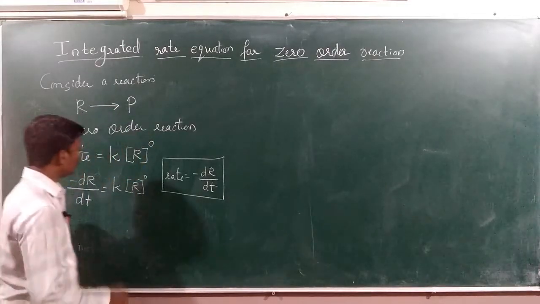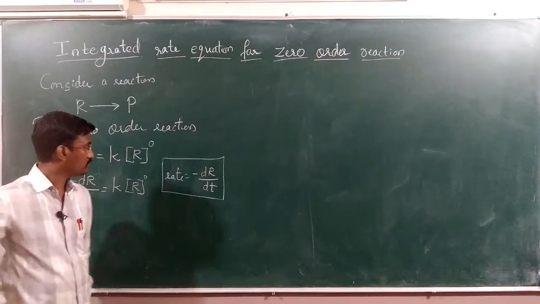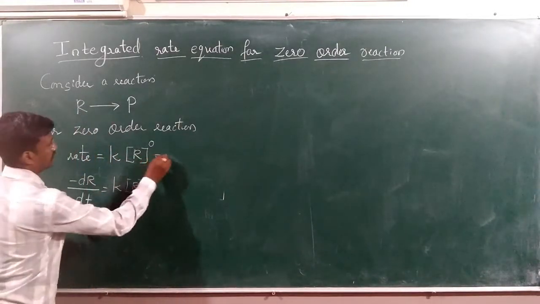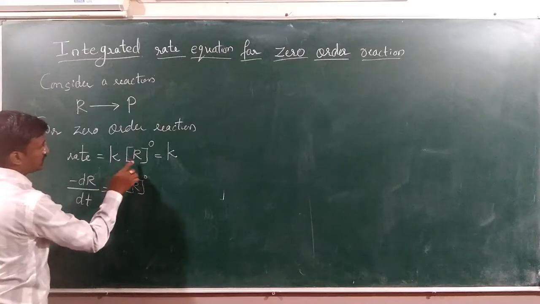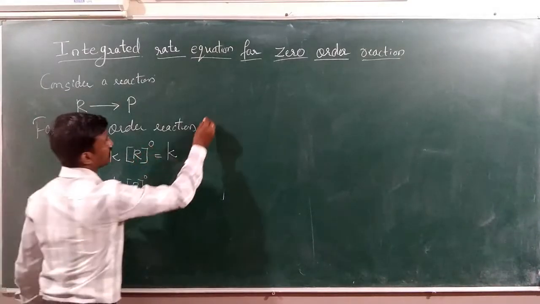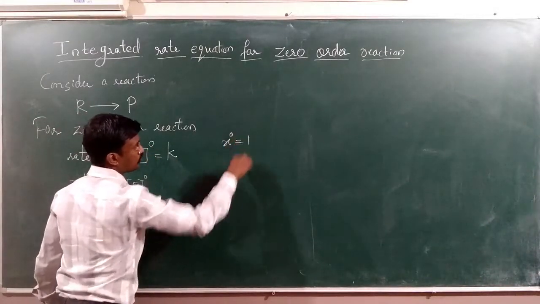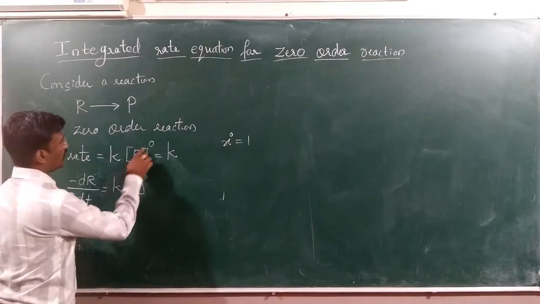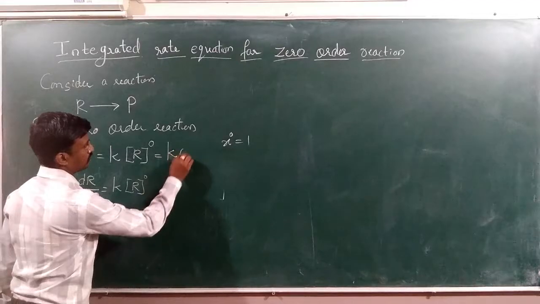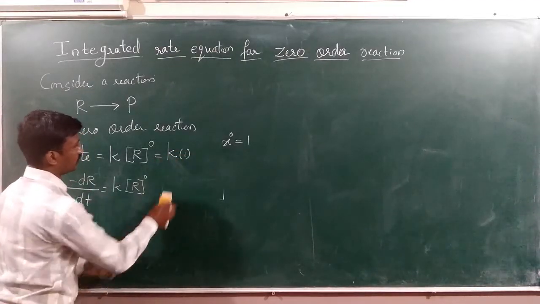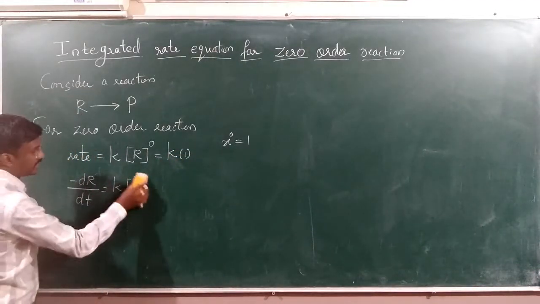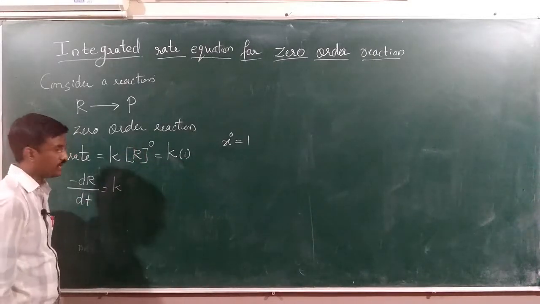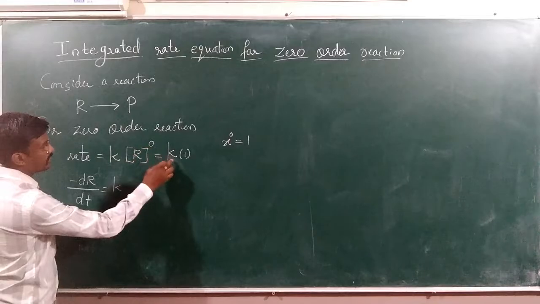Look here, I will write it for one more step: k as it is, R raised to 0. If anything is raised to the power 0, x raised to 0 is equal to 1. Therefore, R raised to 0 is nothing but 1, and k into 1 is k. So k into R raised to 0 becomes k.